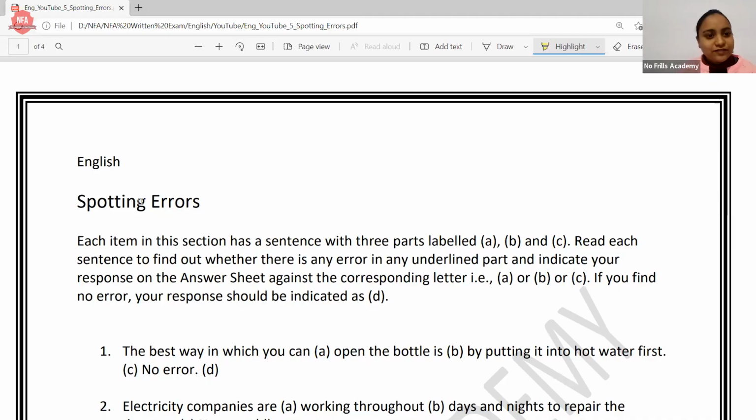We'll start with this topic with the instructions first, and as they are the instructions that are there in the exam paper, I have noted them down for you all. Each item in this section is a sentence with three parts labeled A, B, and C. Read each sentence to find out whether there is any error in any underlined part and indicate your response on the answer sheet against the corresponding letter, that is A, B, or C. If you find no error, your response should be indicated as D.